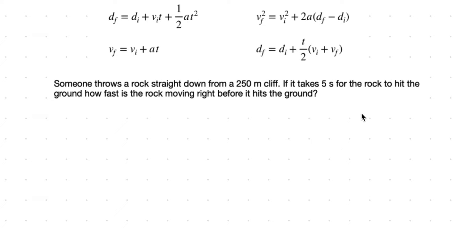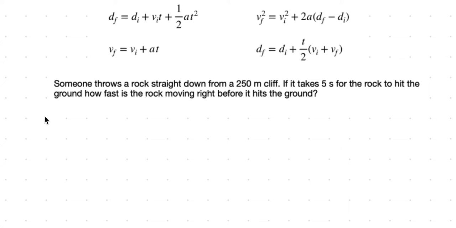So for this problem it says, someone throws a rock straight down from a 250-meter cliff. If it takes 5 seconds for the rock to hit the ground, how fast is the rock moving right before it hits the ground? So again, the first thing we want to do is write down what we're given in the problem. So it's saying, someone throws a rock straight down from a 250-meter cliff.